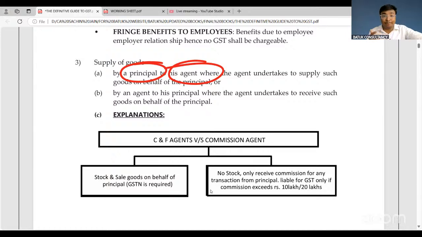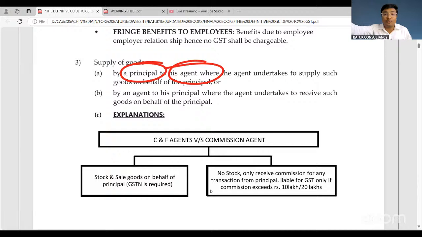Suppose I am a trader and I have certain agents in different states. Suppose I am in Jodhpur, Rajasthan. I have one agent in Gujarat and another agent in Maharashtra. I say to my Gujarat agent, Mr. Agent, I will transfer the goods to you. You just need to hold those goods with you and sell them in the market. That type of agent is called a C&F agent. That means that agent is going to hold your stock and then sell it in the market.